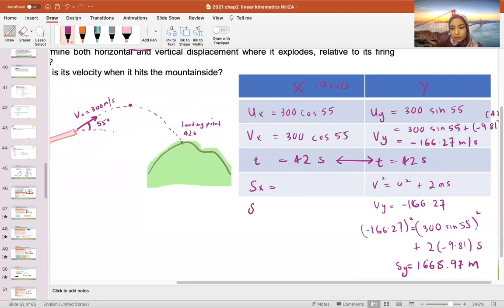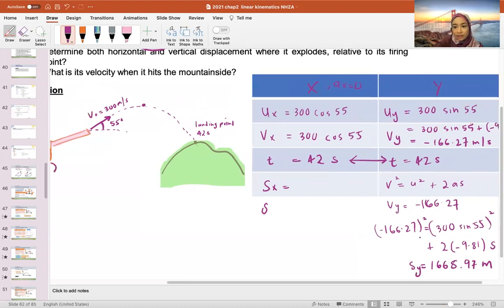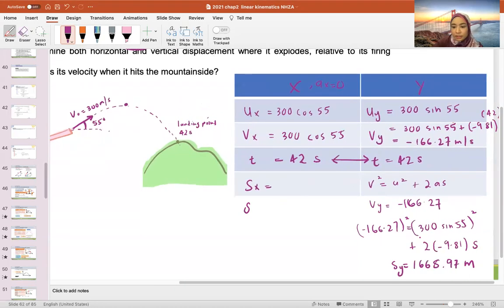Oh, faham. Tapi kat sini pun ada, okay, kita tak tahu lagi. So Sx is ut, Elisa tuliskan Sx equals to ut plus 1/2 AT squared. Okay, so what did you substitute into your equation?